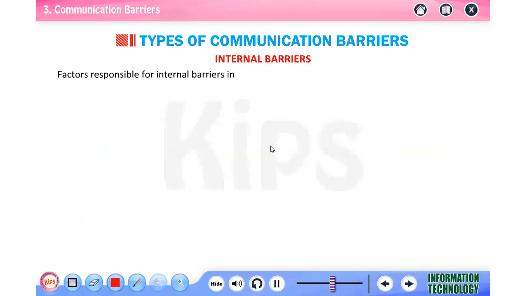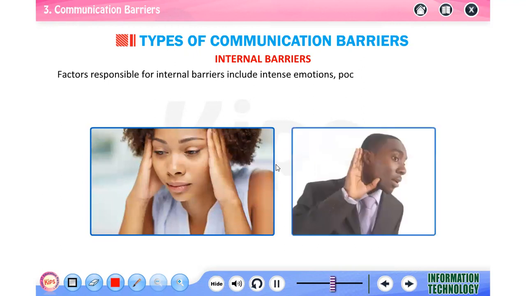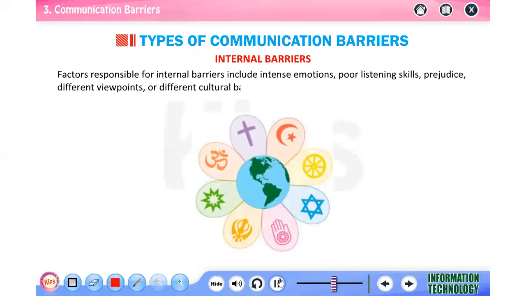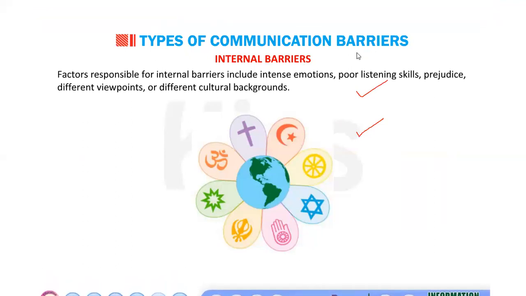Factors responsible for internal barriers include intense emotions. Internal barriers are barriers that get created inside the brain when someone communicates with another person. Sometimes he or she fails to communicate, and that is due to internal barriers. Some factors responsible for internal barriers include intense emotion.